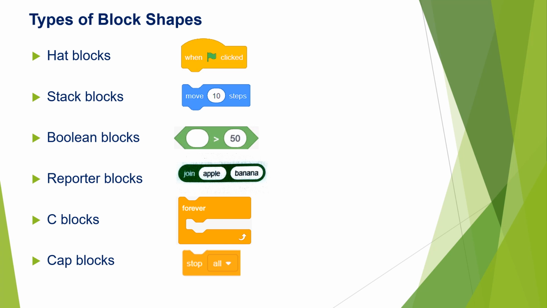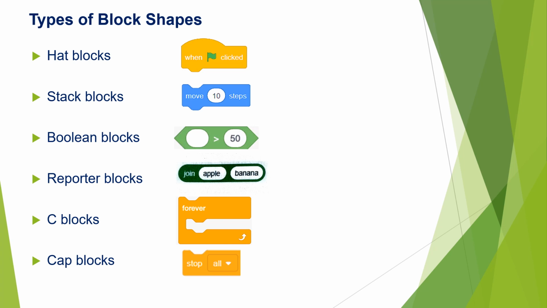Types of block shapes. There are 6 different block shapes. The first one is the hat block, used to start every script. These blocks have a rounded shape and a bump at the bottom. You can place other blocks only below them.